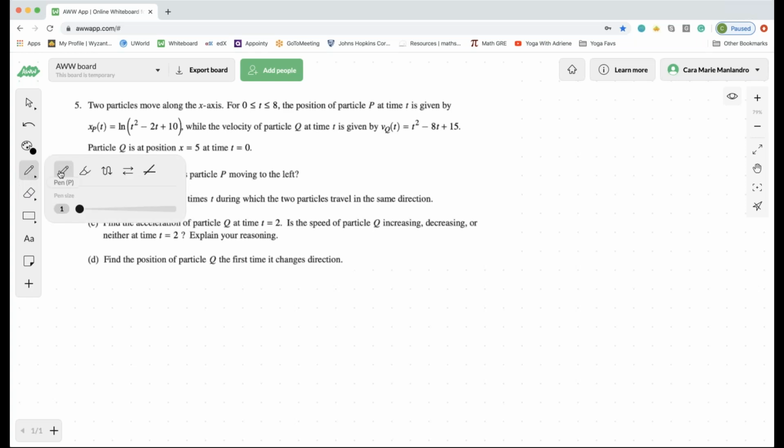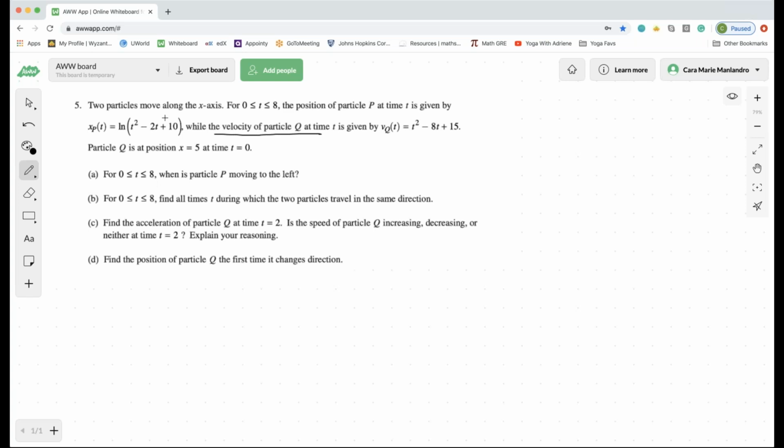So two particles are moving on the x-axis. For 0 is less than t, less than 8, we have this particle. And the velocity of particle Q, so a different particle, is given by this. And we have some initial conditions. For 0 is less than t is less than 8, when is particle P moving to the left?